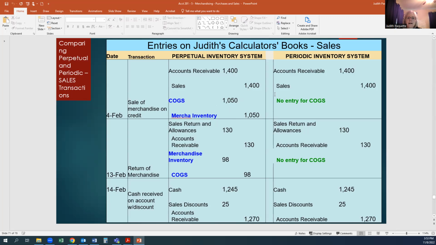So we sold it for $1,400. Net sales? The cost was $1,050. What would you call that difference of $350? I think it's $350, yeah. Gross profit. Gross profit, good, Zach.